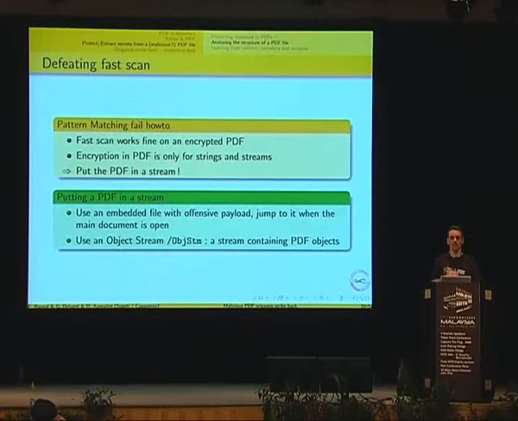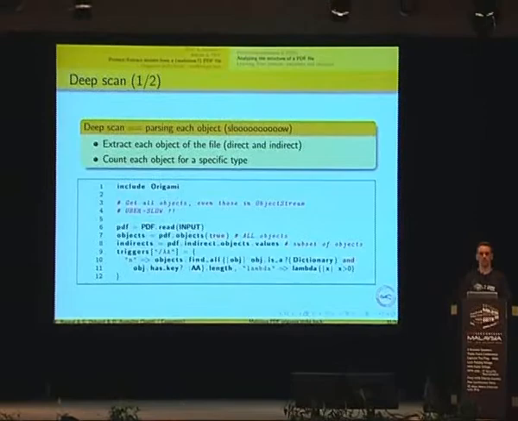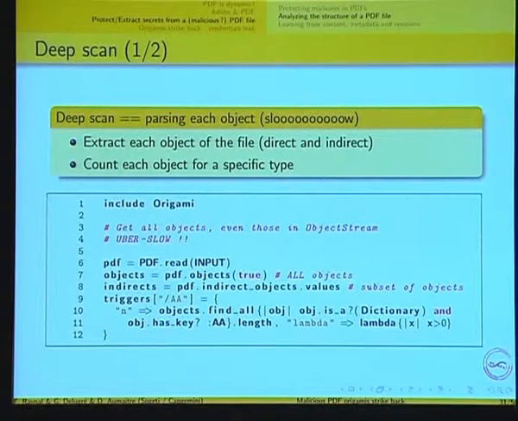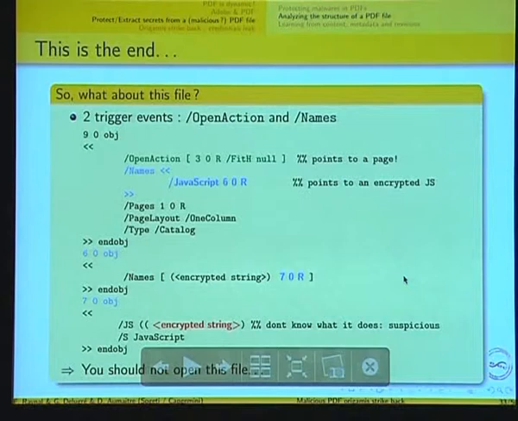So still with our library, we are able to read object streams and to parse them, because in fact, we instantiate each object we read into the PDF file. So this is really, really slow. But you get the exact match on the object in the files. So if we go back to this file, this time you see the only difference is here. In fact, there is only one JavaScript. So it's time to get into the PDF itself.